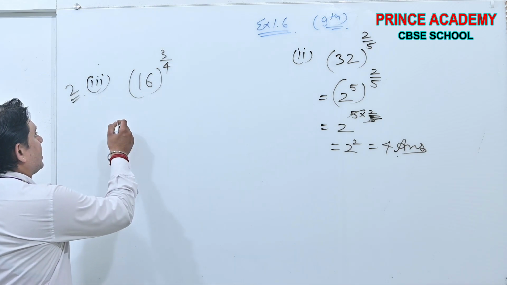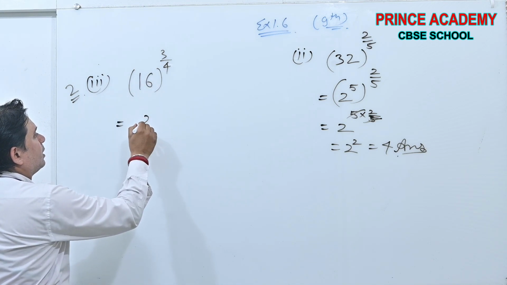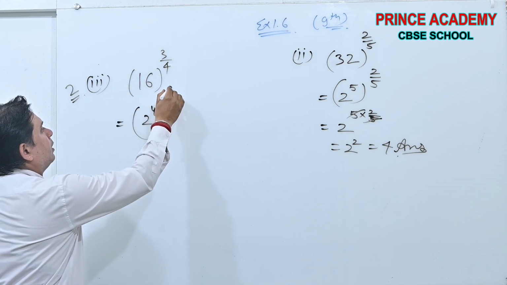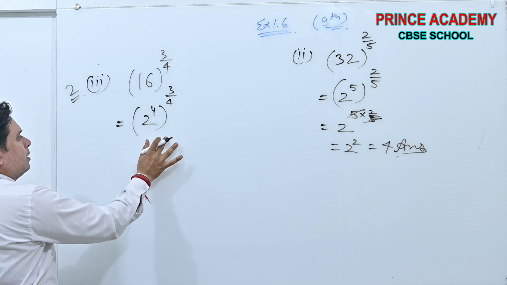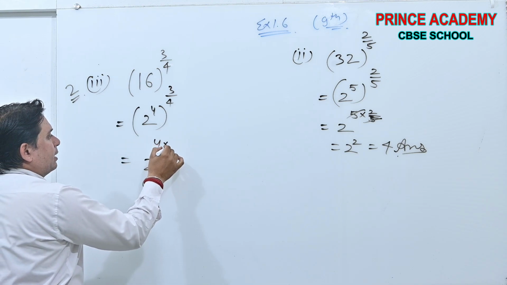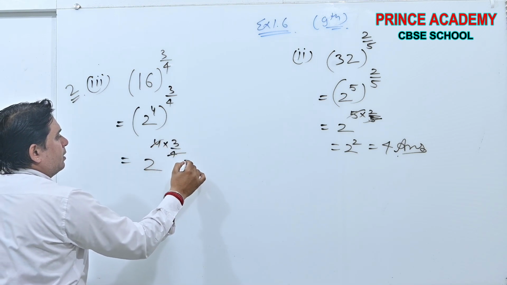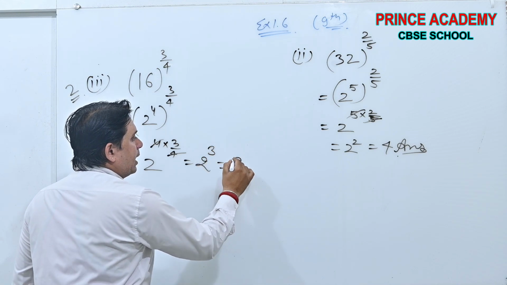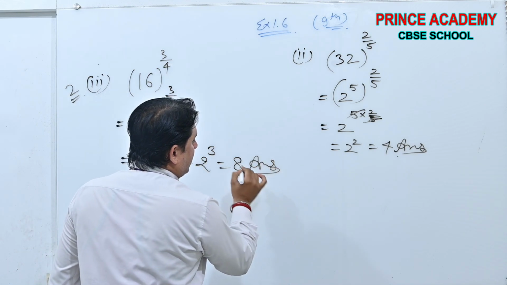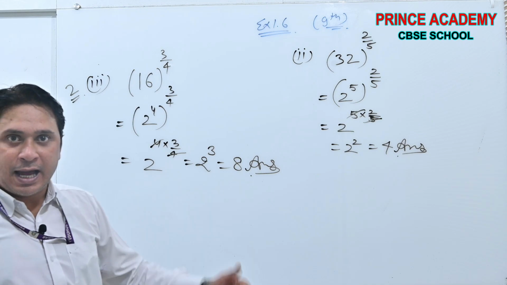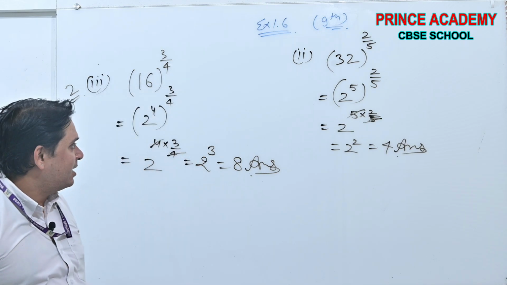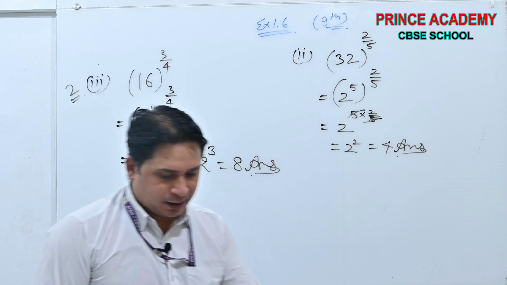Okay. See, what is this? 2 raised to power 4, 3 by 4. Power raised to power. What does it mean? 2 raised to power 3. And what is this? 8. Yes or no beta? Done? Yes or no? Okay.